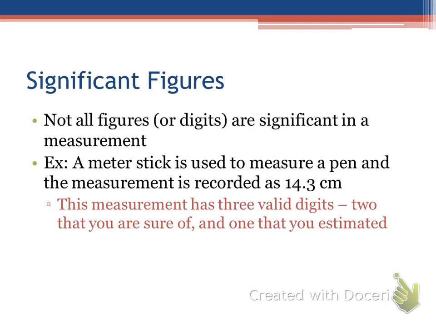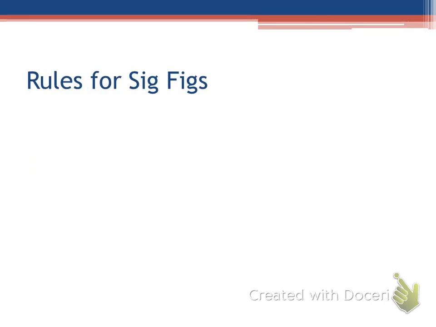Does that make sense? So this measurement would be considered to have 3 valid digits. 2 that we know for sure and 1 that we estimated. So that would be considered 3 significant figures. 2 that we're sure of, and 1 that we estimated. I'm going to give you some more rules for significant figures, and we'll do lots of practice with this. But these are telling us what digits in a measurement are considered important, are valid. What do we know that's happening in a measurement?